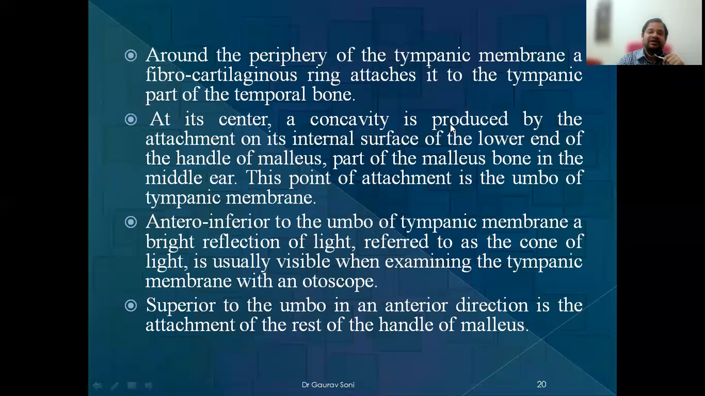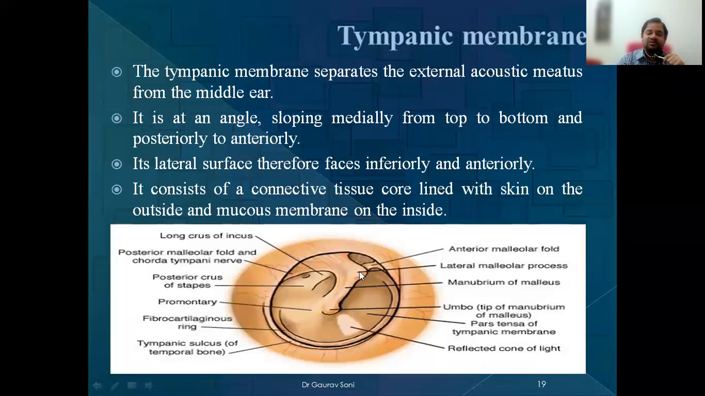At the center, a concavity is produced by the attachment of the internal surface of the lower end of the handle of malleus, the part of the malleus bone in the middle here. This part of attachment is called umbo. So here you can see this whole thing is malleus. You can see different parts: anterior malleolar fold, lateral malleolar process, manubrium of malleus, and this is the tip of malleus, which is attached on the tympanic membrane from the medial side. This arrangement or area will be called umbo, U-M-B-O. Remember this part, umbo.